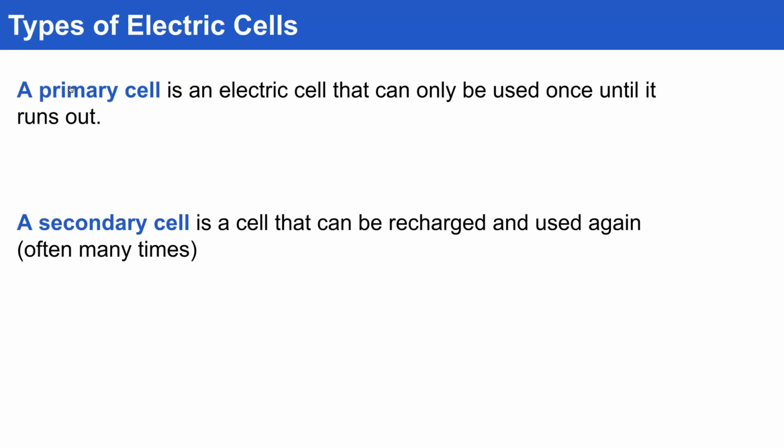There are two types of cells that you're going to come across in topic 5.3. A primary cell, which is an electric cell that can only be used once until it runs out, and a secondary cell that can be recharged and used again, often many times. Now, is it infinitely in its lifetime? No, because each time you recharge it, you get a little bit less out of it.